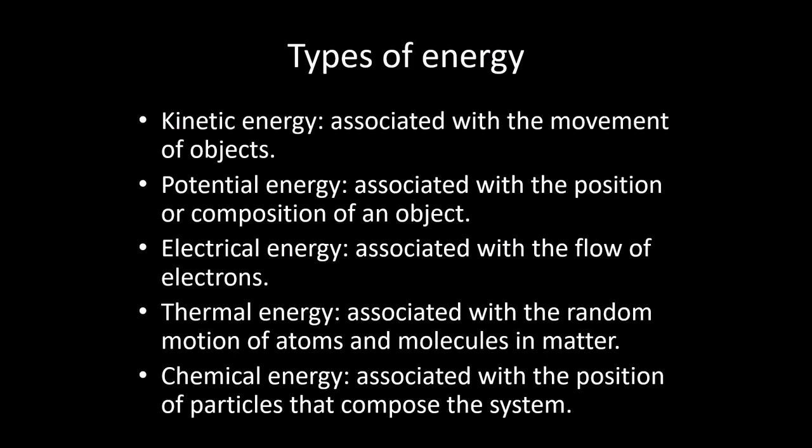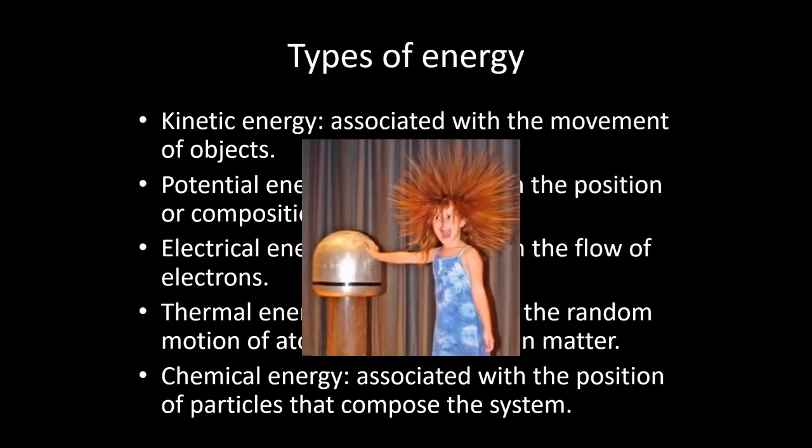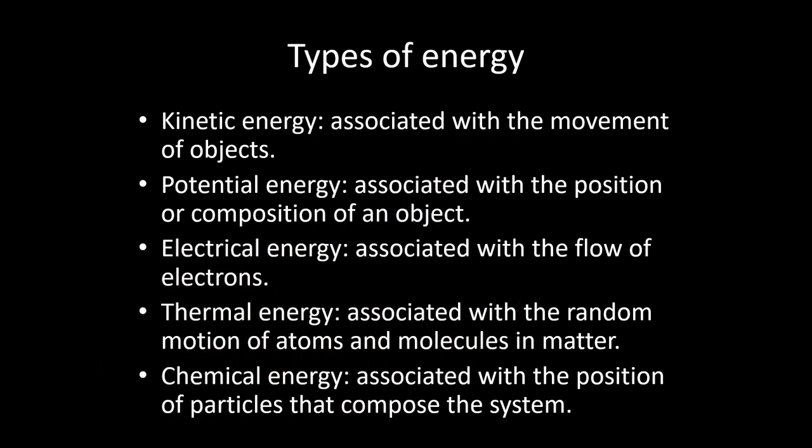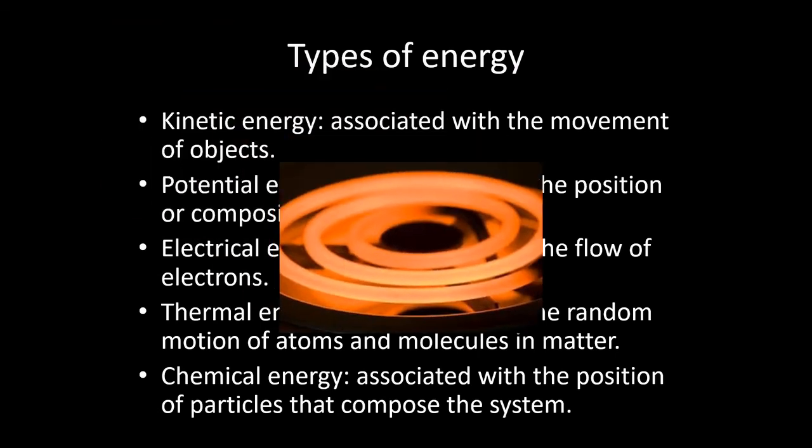Electrical energy is associated with the flow of electrons. So if you have electrons moving through a wire, there is a certain amount of energy that is associated with that movement. Thermal energy is something that everyone has. This is energy associated with random motion of atoms and molecules in matter. So just because something is at a certain temperature, it will have a certain amount of thermal energy. And the higher the temperature, the more thermal energy it will have.